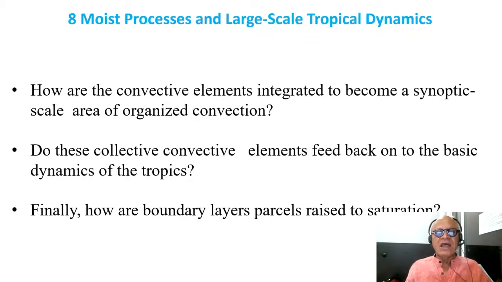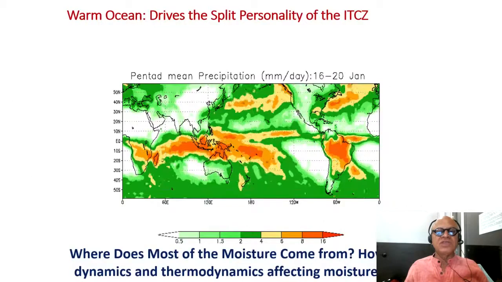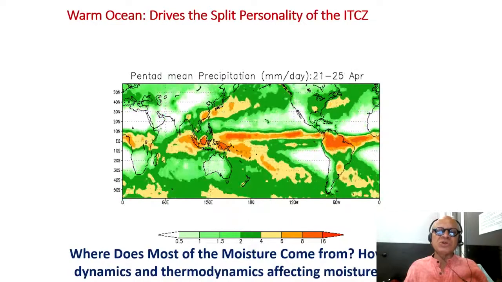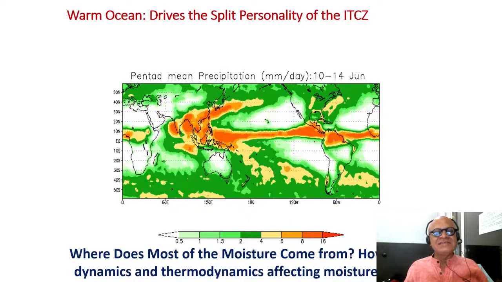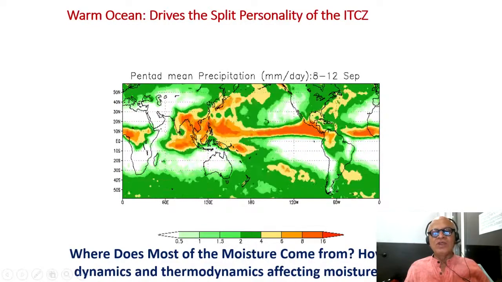And finally, how are boundary layer parcels raised to saturation? So we looked at forced waves where we put some heating in the middle of the atmosphere and generated waves, and we didn't say exactly how that top heavy heating is generated. So we will look at convection and try to explain those things. The other way to look at it is that we talked about the mean structure of the ITCZ, which is directly related to the convection problem we are trying to look at.